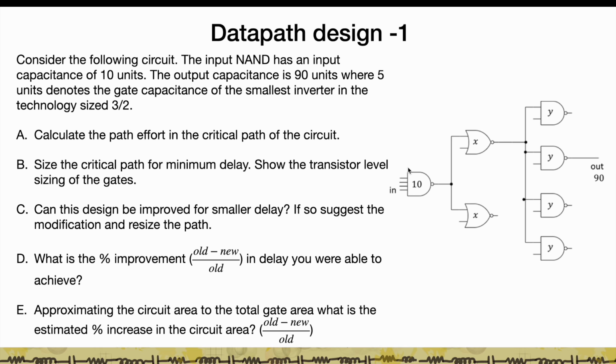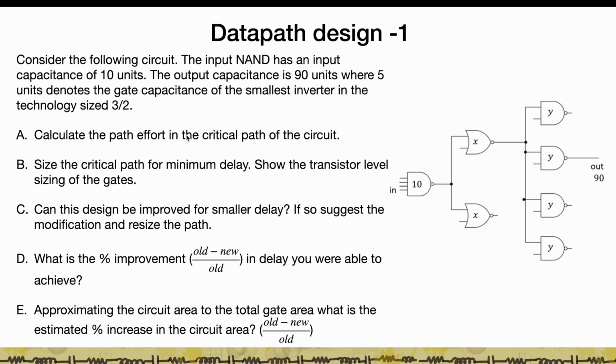The input NAND has an input capacitance of 10 units. The output capacitance is 90 units, where 5 units denotes the gate capacitance of the smallest inverter in the technology, sized 3.2. This path consists of this 4-input NAND feeding into these two 2-input NORs, and each 2-input NOR is feeding into four 2-input NANDs.